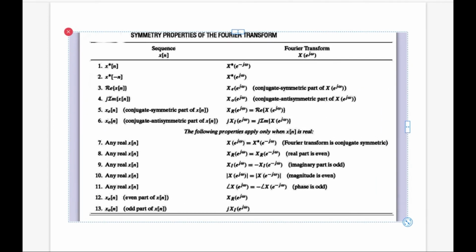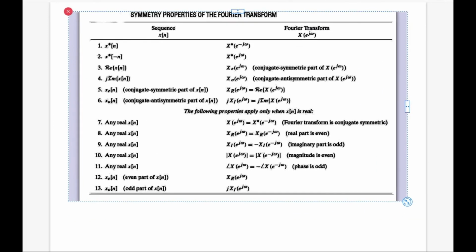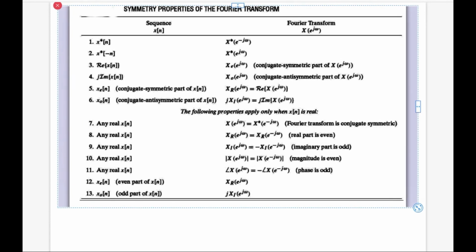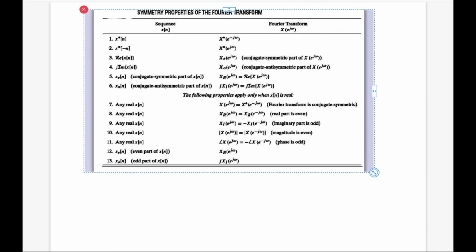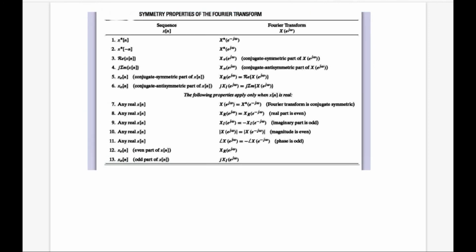So these are the various symmetric properties of Fourier transform. Fine. So if you look at, let's say, property number 3 here, where the Fourier transform of the real part of x[n] is the conjugate symmetric part of X(e^jω). So let's try to solve it.